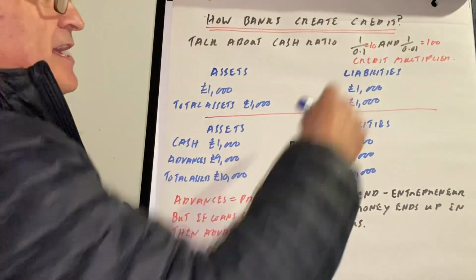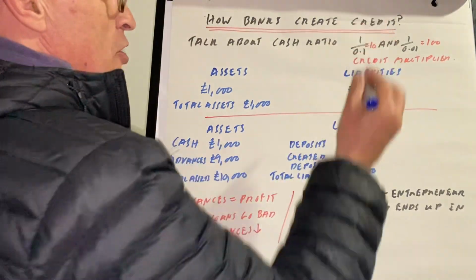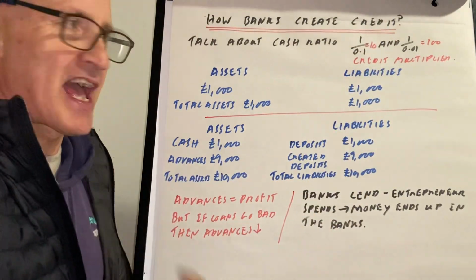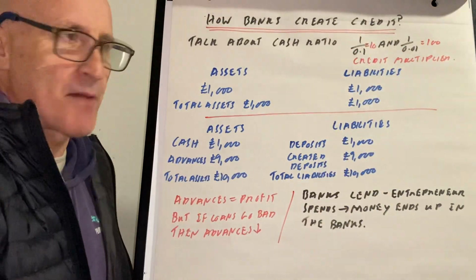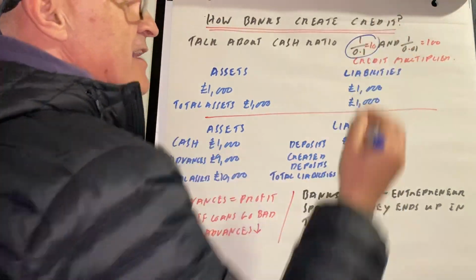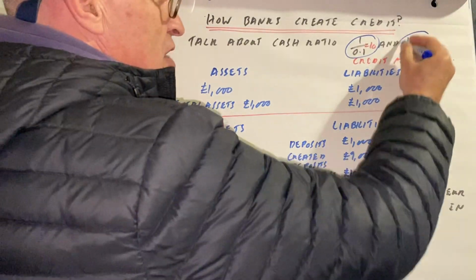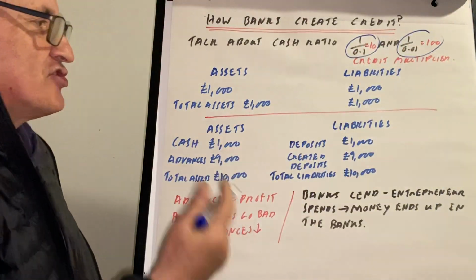Okay, how banks create credit. You should all know this now. It all depends on how much cash banks have to keep. So in this case, if the banks have to keep 10%, the credit multiplier is 10. If they keep 1%, the credit multiplier is 100. Credit multiplier, for example, in a very simple system.